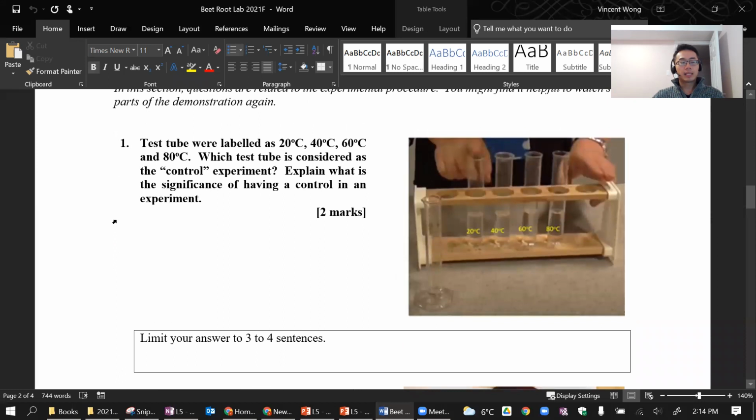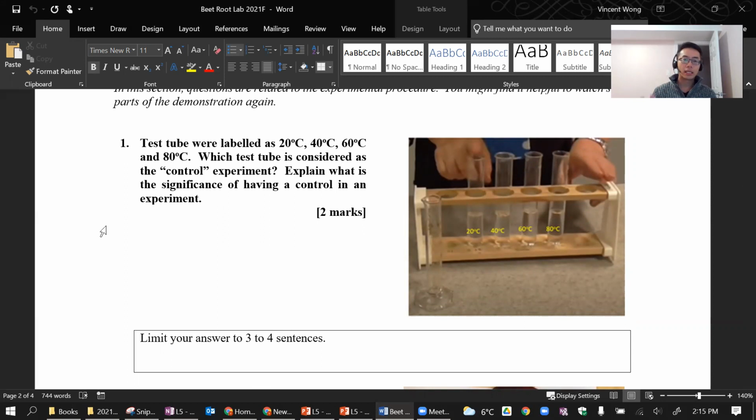This is another one that is surprising that not many people got. The control should be the one that is not manipulated. So 20 degrees, the room temperature one, that's your control. A lot of people put 0 as the control. Well, to get to 0, you have to chill the water, you have to put it in an ice bath. So that's manipulating it, so that's not the control.